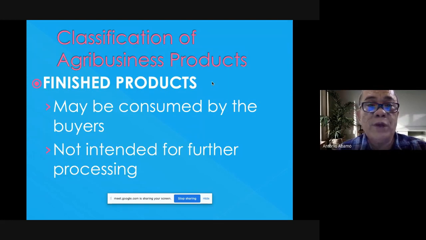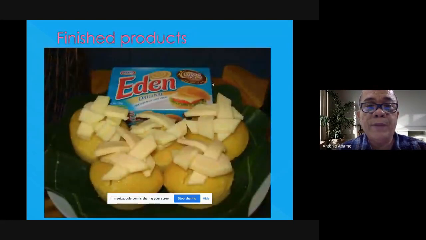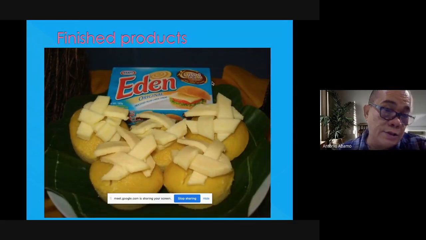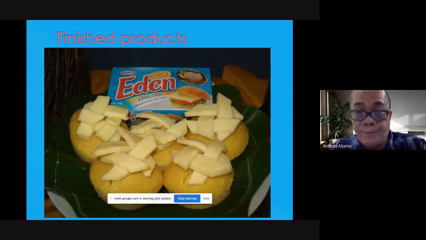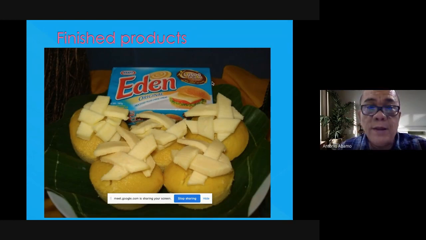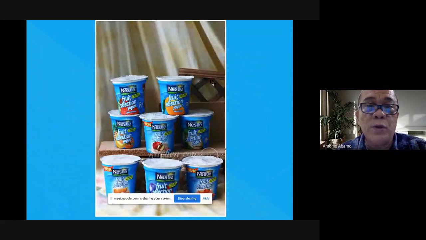An example of this would be this one. You have cheddar cheese, already placed on top of, what is this? This is puto. So when you put that there and bake for quite a while, you can eat that directly. Another finished product is yogurt. It's just an example. When you open the container, you can eat that directly.